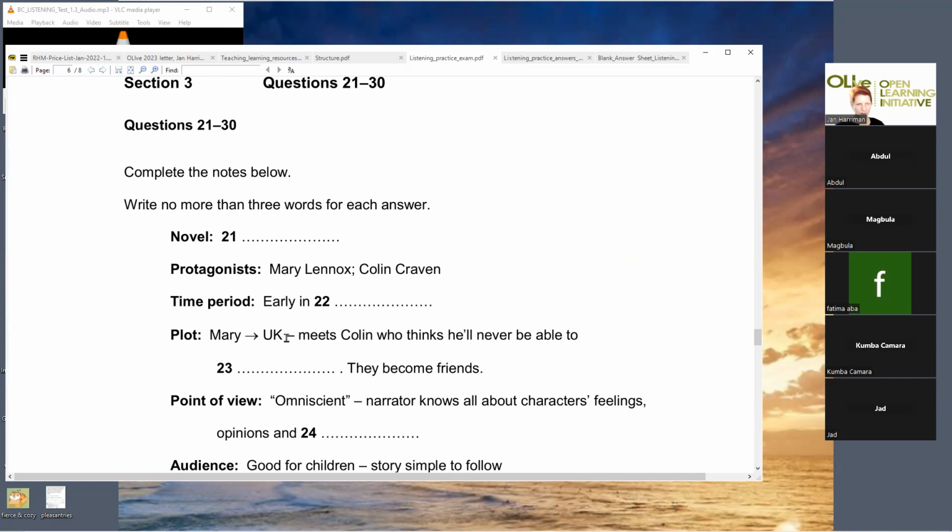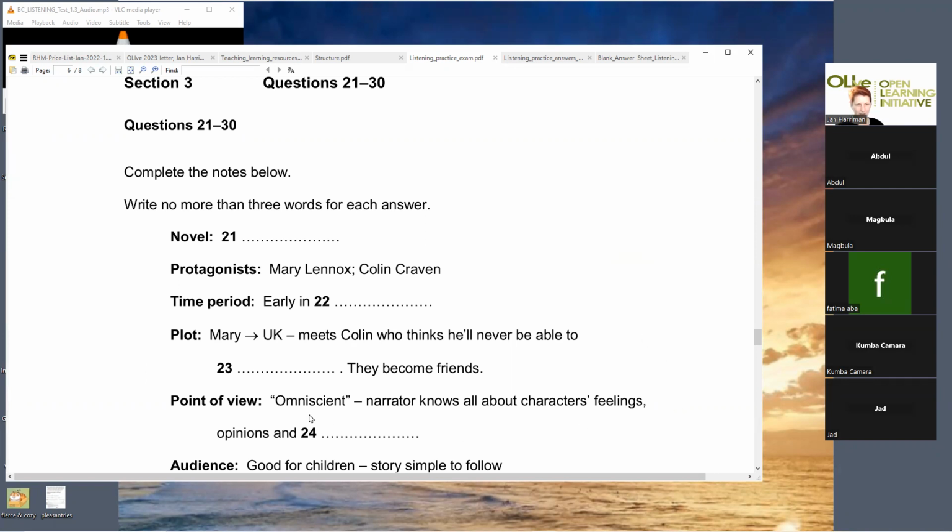All right. If we read this one, Colin, who thinks he'll never be able to something. So what do you think that's going to be? He's never going to be able to. A verb. Yes, exactly. And that's the great thing when we can use the grammar to point us towards the right words. So it's going to be a verb. It's going to be something he's able to do.